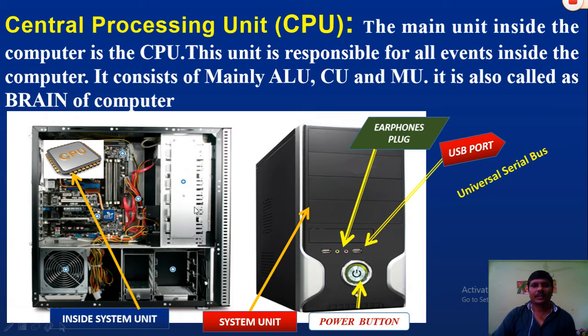Then see the picture. This is a system unit, not the CPU. This is not the CPU. This is a system unit. When we look inside the system unit, here the CPU is there. What are the remaining components? These are all called peripheral devices.